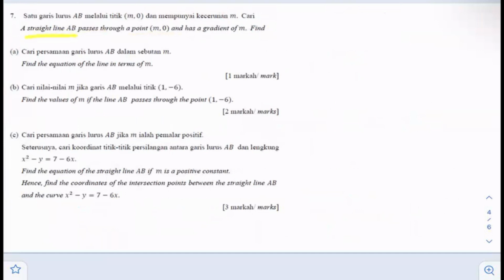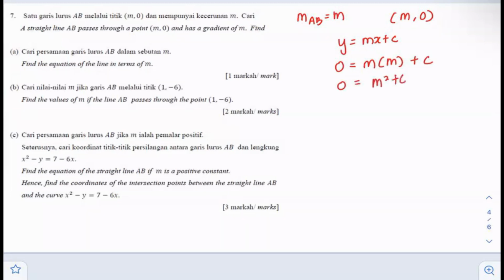Next, we have a straight line AB that passes through a point M, 0 and has a gradient of m. Find the equation of AB in terms of m. So we know the gradient of AB is m, and we know it passes through (m, 0). So y equal to mx plus c: we have y equal to 0, the gradient is m, multiplied with the x which is also m, plus c. So 0 equal to m squared plus c and your c equal to negative m squared.